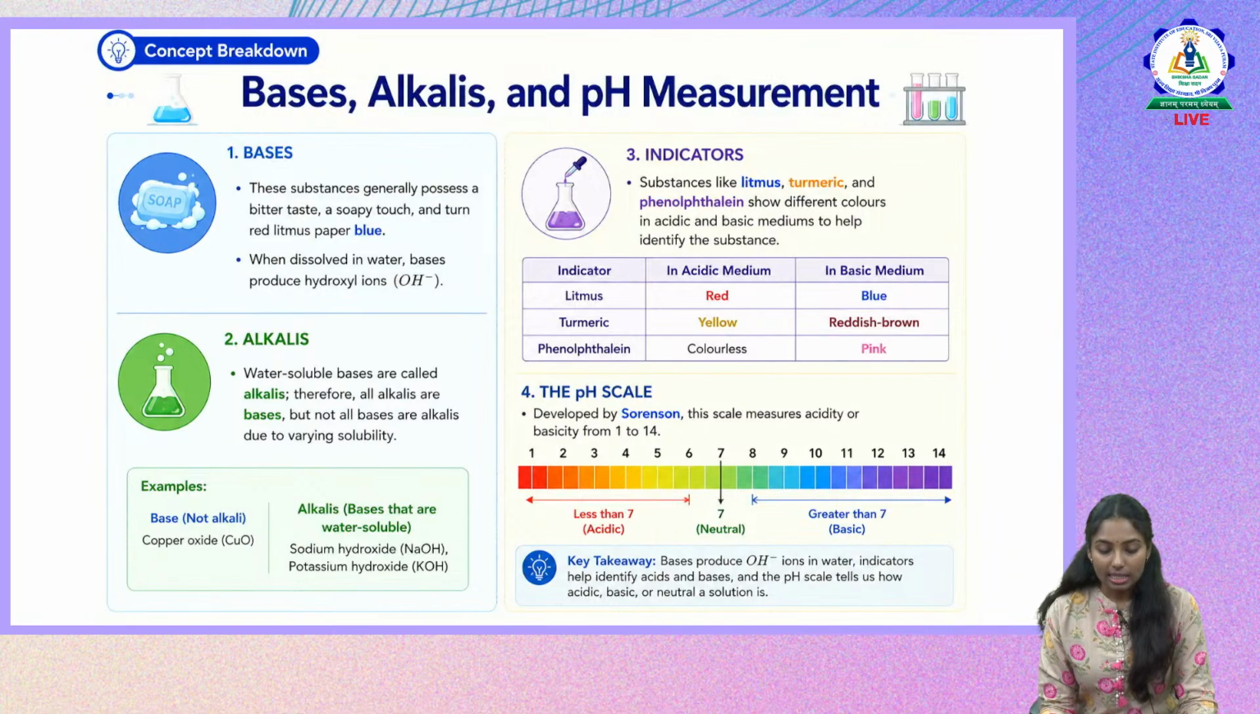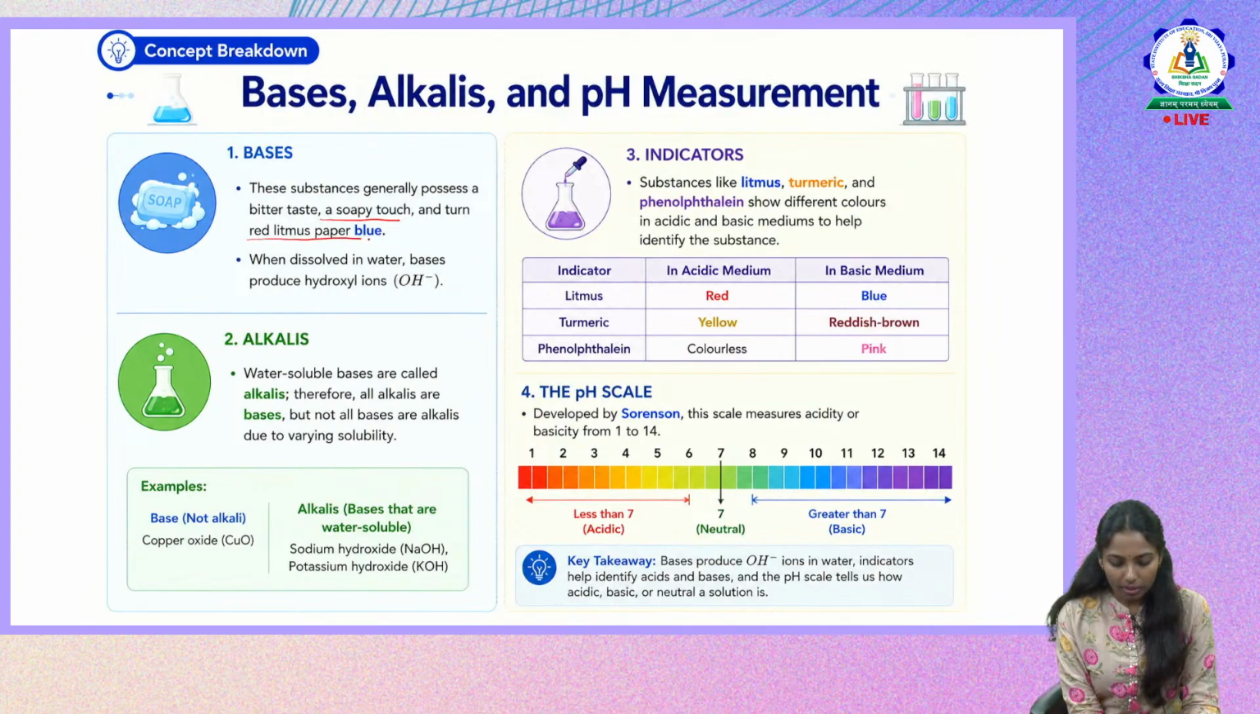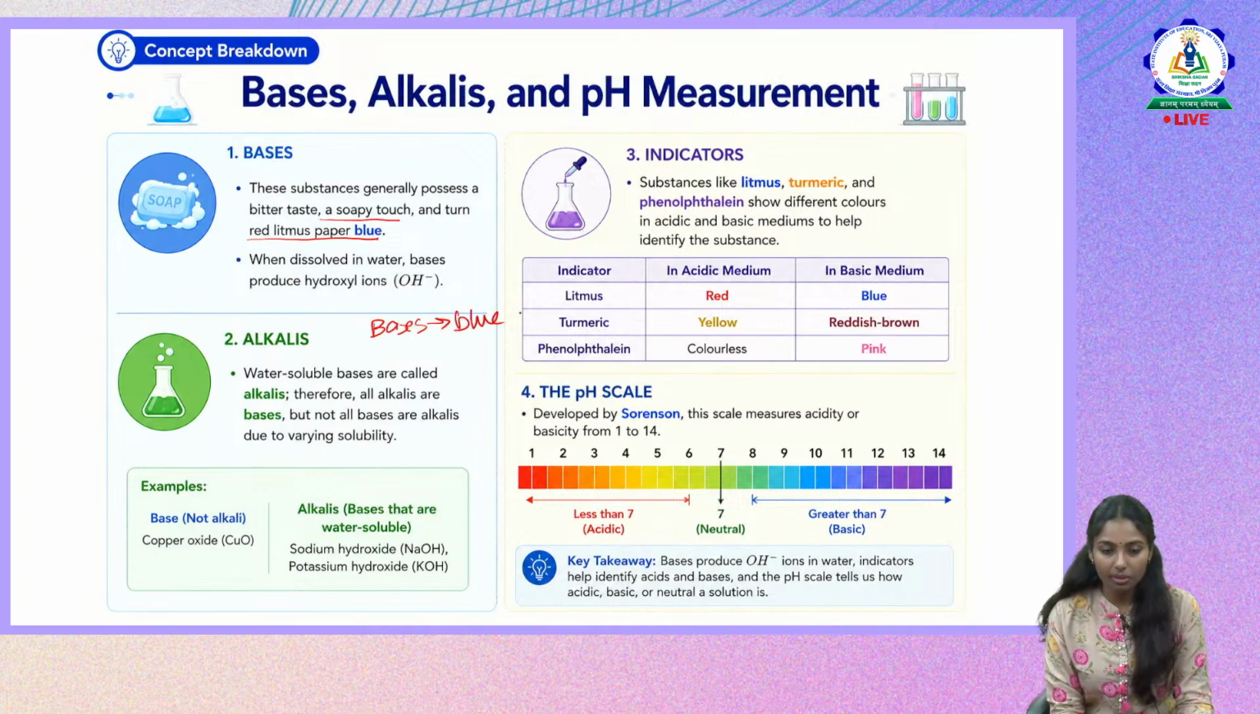Let us again see how bases, alkalis, and the pH measurement and the indicators that can be used to understand which is acid and which is a base. As we have told, bases have a bitter taste, they are soapy to touch, and they turn red litmus to blue. Now you can remember this one like this: in case of bases, they turn red litmus to blue, that is BB. You can even see here, litmus turns blue in basic, so you can remember it as B and B.